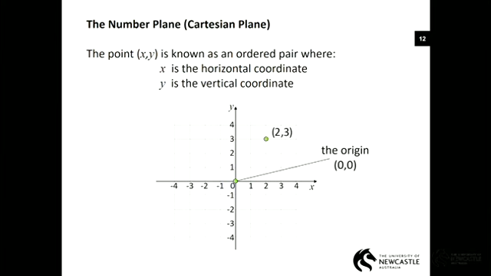That's the point 2, 3. Now it'd be easier to mess it up with 3, 2 or something. There's definitely no negatives because the negatives are that side and that side. It's all positives. But the x comes first. So how do I label a point? I say, how far have I gone horizontally? I've gone 2 horizontally. How far have I gone vertically? 3. So it's not 3, 2, it's 2, 3.